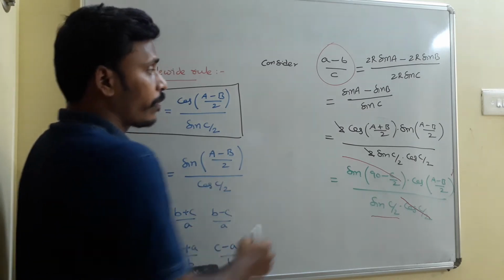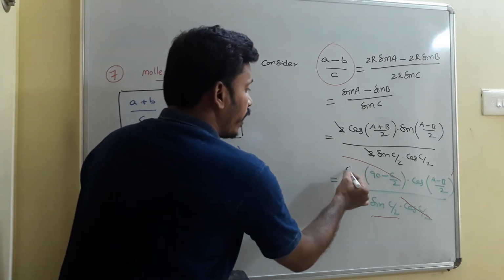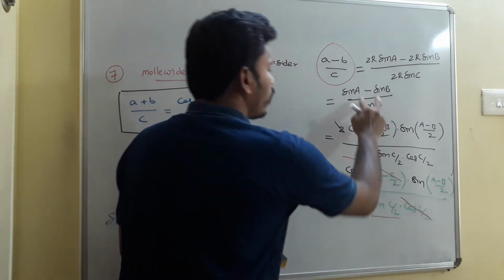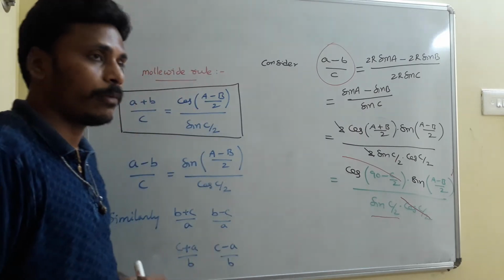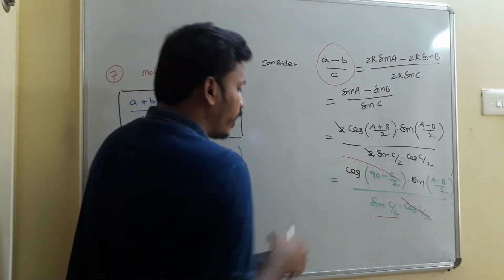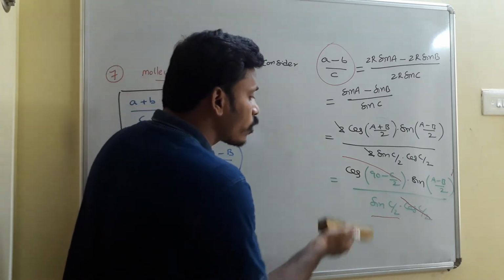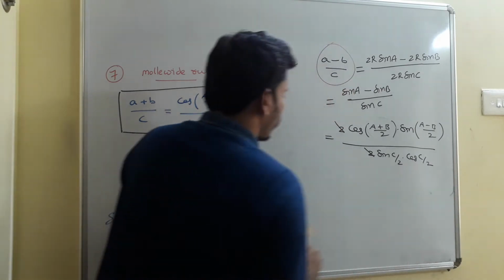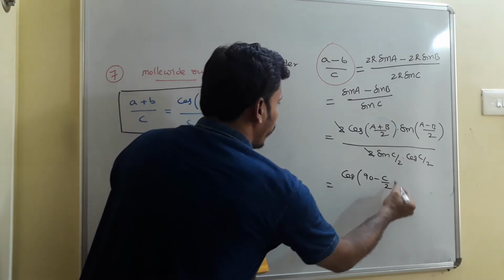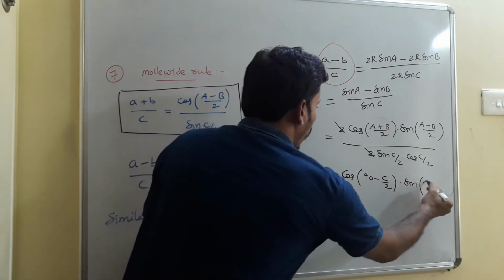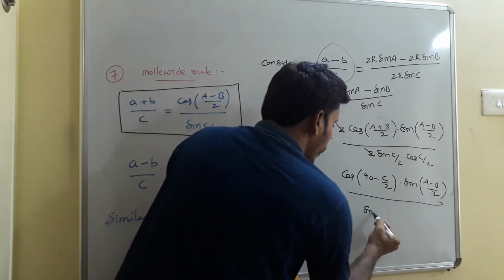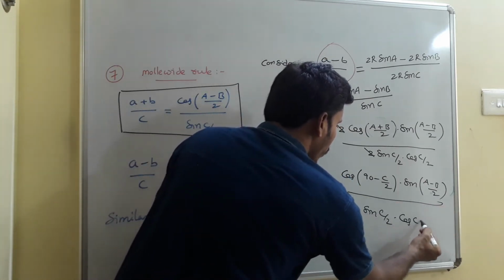And in the next step, here it is cos of (90 − c/2), and there it is sin((a − b)/2). This is the transformation formula for sin a − sin b: 2 cos((a + b)/2) into sin((a − b)/2). This cos(90 − c/2) will get cancelled with sin(c/2) in the next step. So the next step is cos(90 − c/2) into sin((a − b)/2) divided by sin(c/2) into cos(c/2).